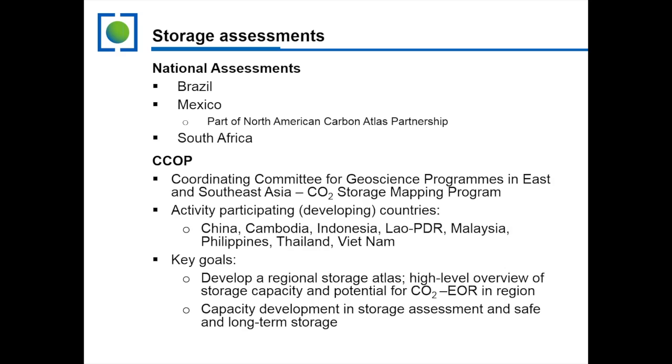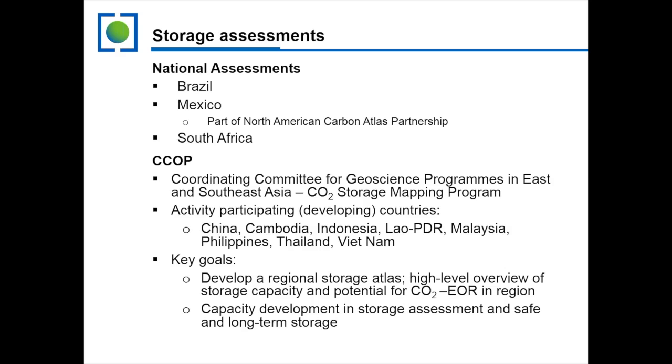Now, the other dot points on this slide relate to a regional storage program being undertaken by the Coordinating Committee for Geoscience Programs in East and Southeast Asia, or CCOP. You can see there on the slide that a key goal of the program is to develop a regional CO2 storage atlas and also storage capacity and potential for CO2 EOR in the region, and EOR means enhanced oil recovery. But another key goal of the program is actually to develop capacity around storage assessment and monitoring, measurement and verification in the geoscientists in participating countries.